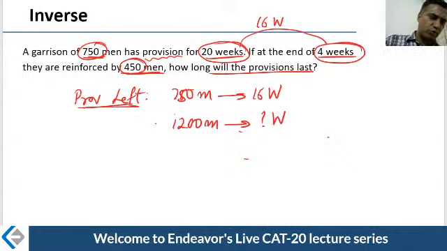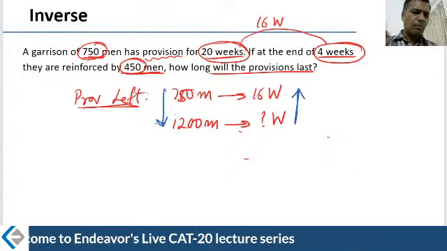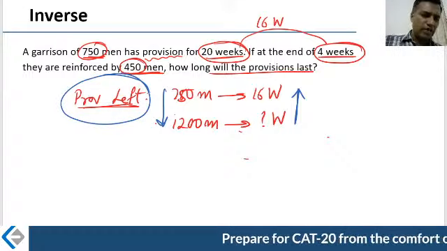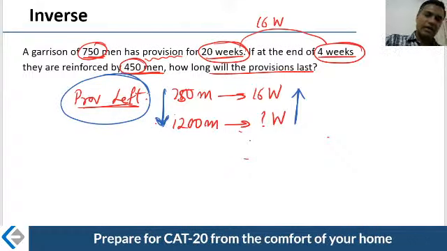Simple, they are inversely proportional. The more men there are, the fewer weeks it will last, because the provisions are constant. Whatever the leftover provisions, that is anyway constant. If you are adding men, naturally the provisions will get consumed a little faster.